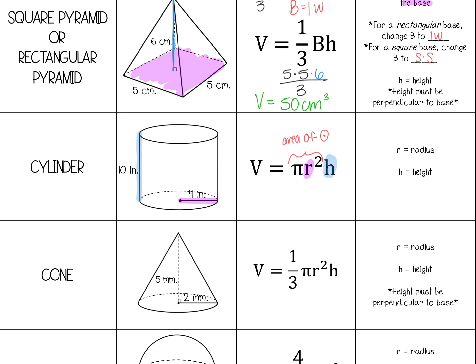Plugging in, I'm going to have pi. What's my radius? 4, I'm squaring it, and then my height is 10. All you have to do is plug it into your calculator. Pi, please use the pi button. Again, it's in the first column, fourth button down. Pi times 4 squared times 10. What would your answer be? Round to the nearest hundredth.